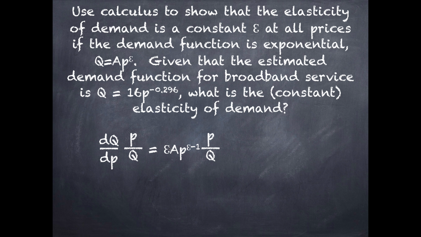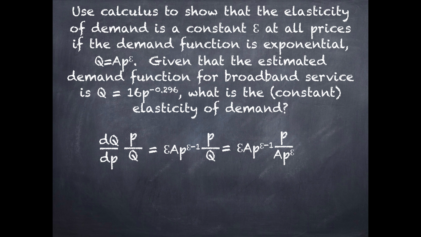So when we do that, we get epsilon A P to the epsilon minus 1 power. And then we're multiplying that by P over Q. Well, if you remember, we know what Q is equal to. Q is equal to A times P to the epsilon power. So we can place that in its place.